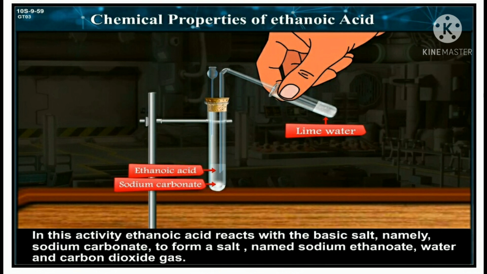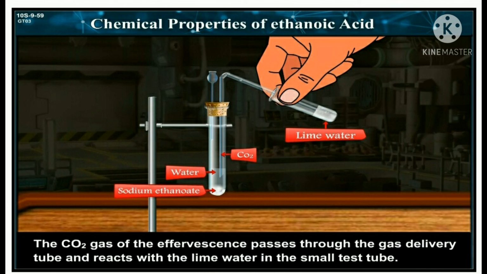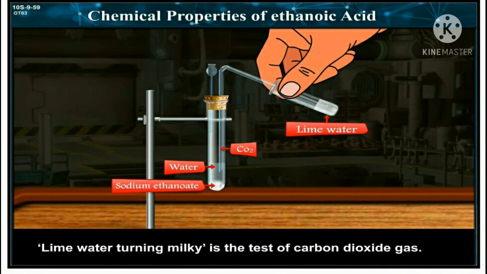Students, in this activity, ethanoic acid reacts with the basic salt, namely sodium carbonate, to form a salt named sodium ethanoate, water and carbon dioxide. The carbon dioxide gas of the effervescence passes through the gas delivery tube and reacts with the lime water in the small test tube. Lime water turning milky is the test of carbon dioxide gas.